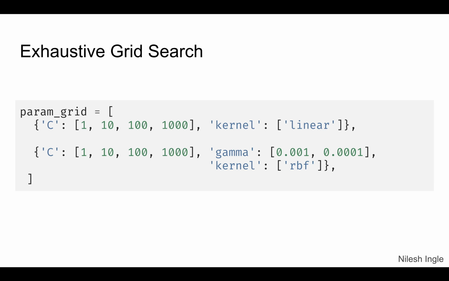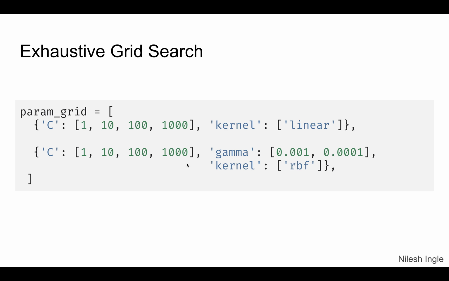In case of exhaustive grid search, the idea is that you provide a list of all possible values for the parameters, such as shown here in a dictionary. So we have the list called param_grid, and within this list we have dictionaries. The first dictionary has values for the parameter C, which is 1, 10, 100, 1000, and kernel is set to linear. In the second dictionary, we have the values for C, values for gamma, and a different kernel.